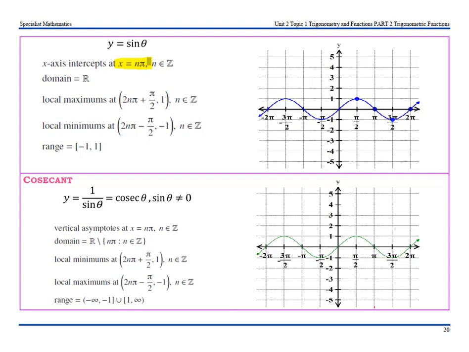My minimum is at 3 pi on 2 or negative pi on 2. And again, there's a general solution there. So to draw the reciprocal function, the cosecant function, which is y equals 1 over sine theta or cosec theta, we have to remember that sine theta can't equal 0 because I can't divide by 0. So all my x-intercepts are going to become asymptotes. So that's my first step, is we're going to put these asymptotes in.